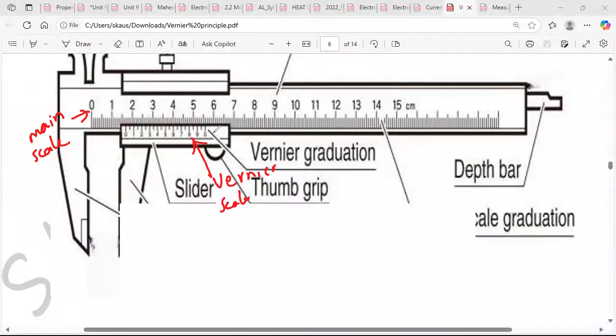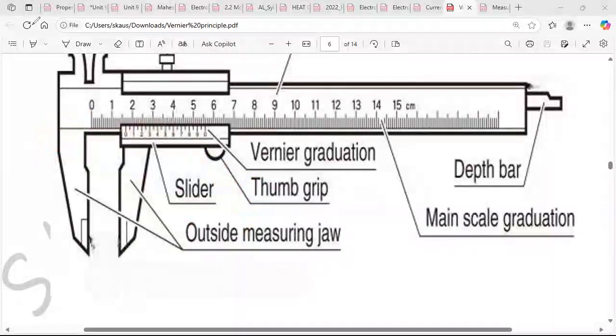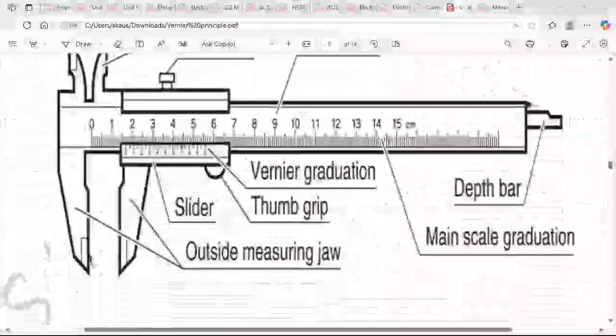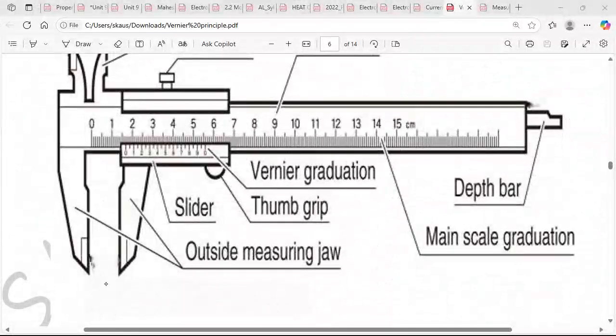That Vernier scale is very small. Here you can see 0, 1, 2, 3, 4, 5, 6, like that, and there's a middle division as well. So it's actually like 20 divisions here, but most Vernier scales will have 10 divisions. Here, when the jaws are shut, this part is movable. It is slid along the main scale using this thumb grip.